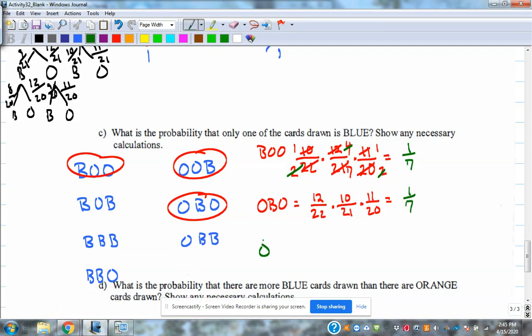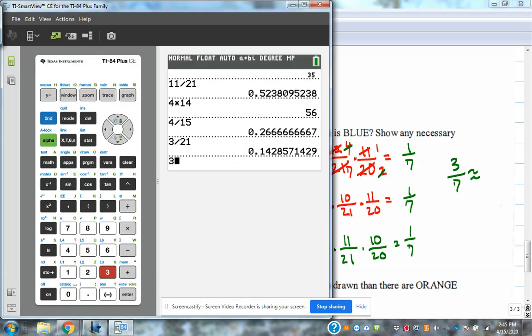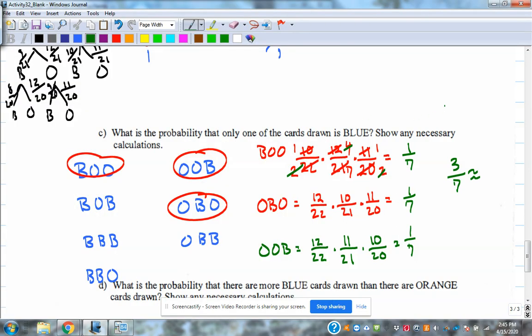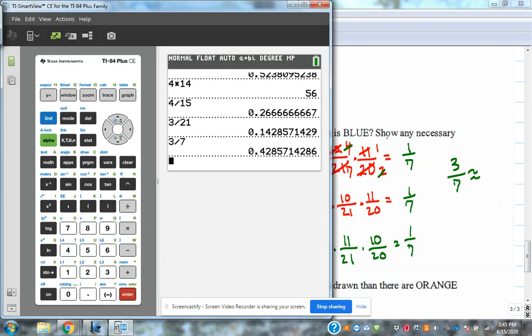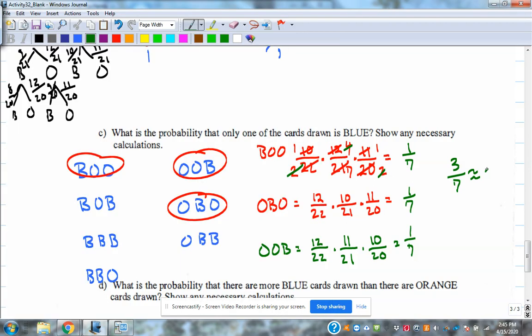Okay. And then we have orange, orange, blue that we need to do. So orange, orange would be 12 over 22, 11 over 21, and then blue, 10 over 20 at the end. Again, same thing, 1/7. Add those together, 3/7. The decimal approximation, 0.429.